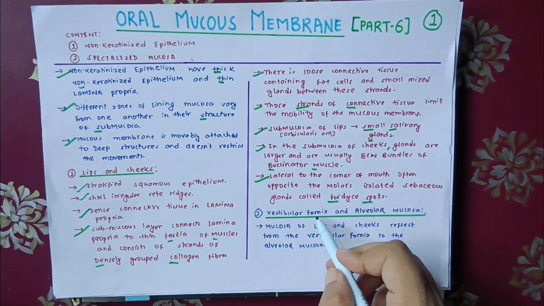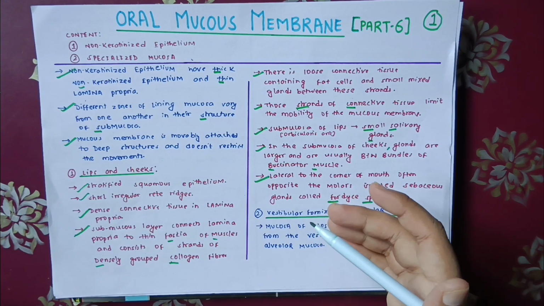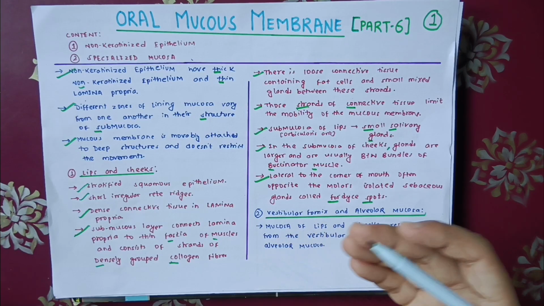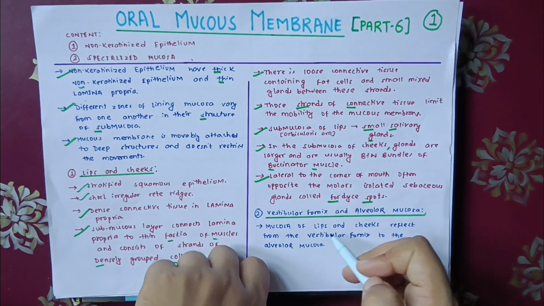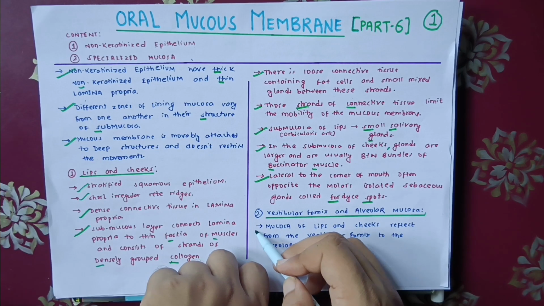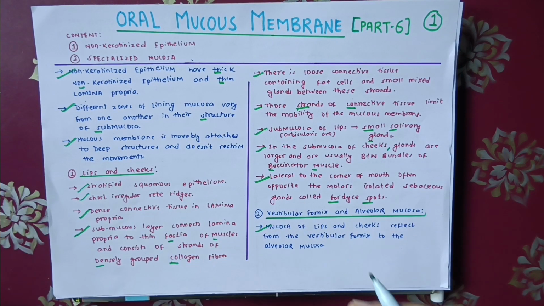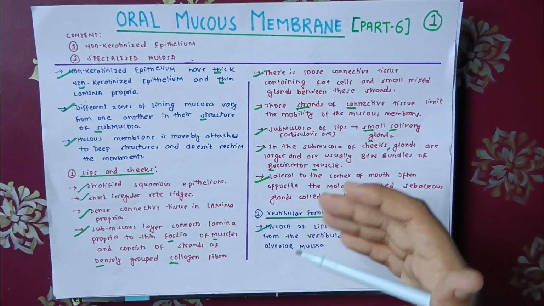After that, the vestibular fornix or the alveolar mucosa. Vestibular fornix means the space between the gingiva and the cheek or the lip. The mucosa of the lips and the cheek reflect from the vestibular fornix to the alveolar mucosa. Alveolar mucosa is the mucosa below the mucogingival junction. I have discussed it properly in the previous video.